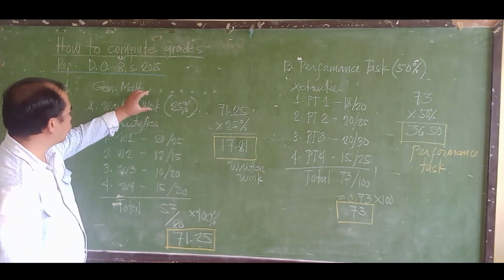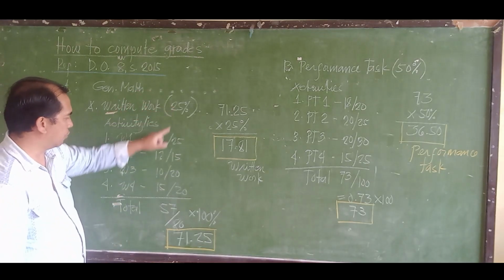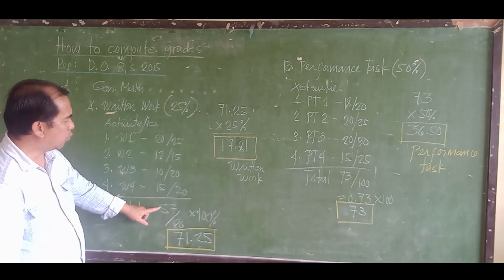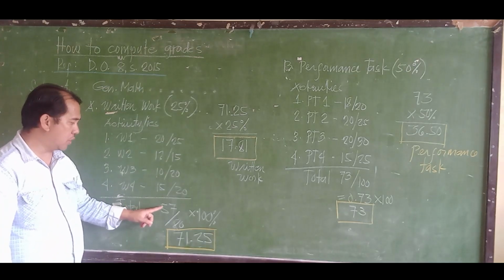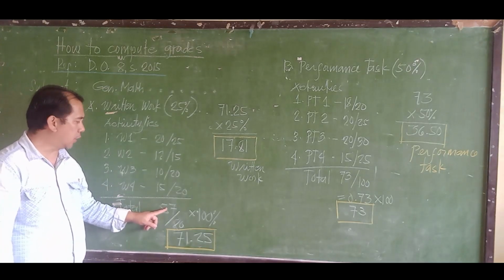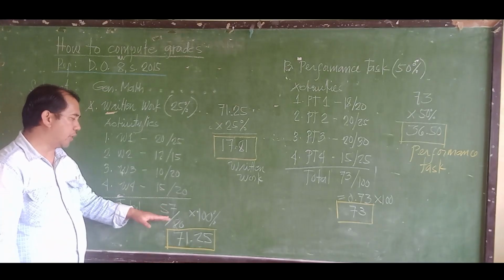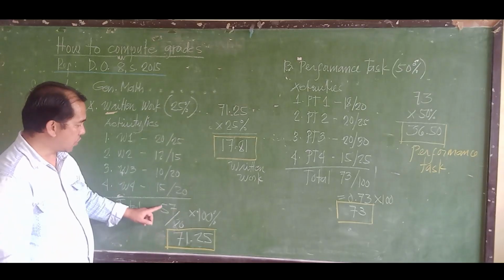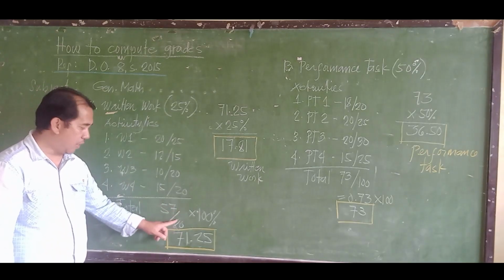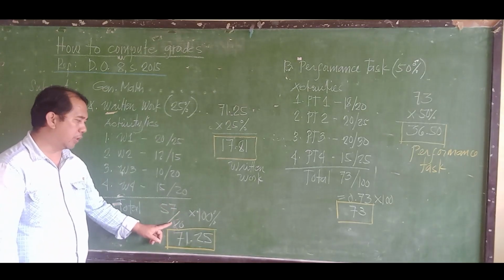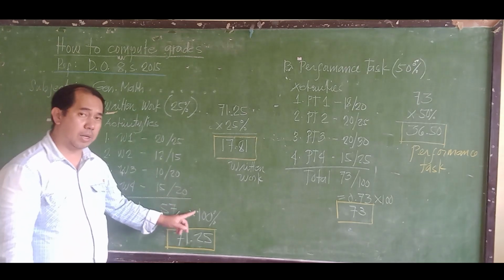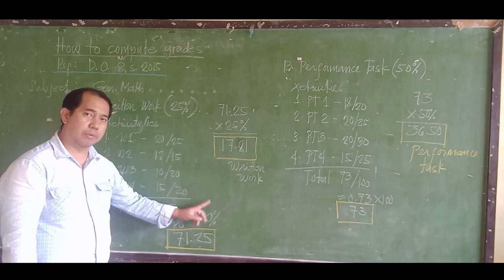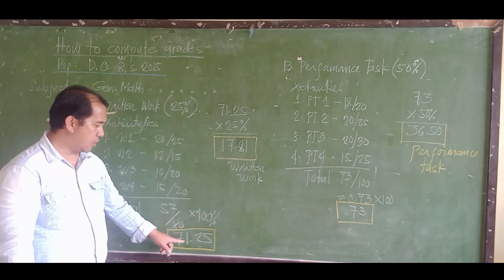Now how are we going to get the 25% of the written work? What we are going to do is convert this actual score into 100%. That is 57 divided by 80. After that, we convert it into percent, so times 100%. It will give you 71.25.